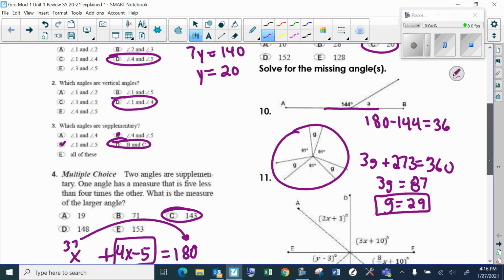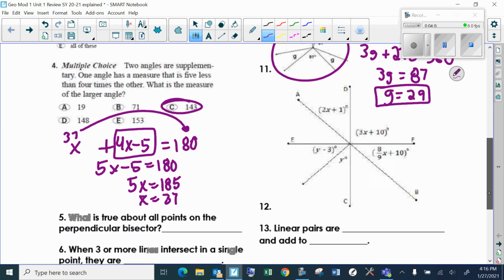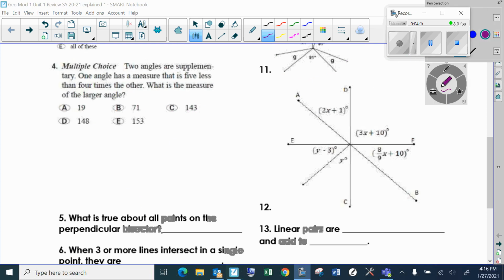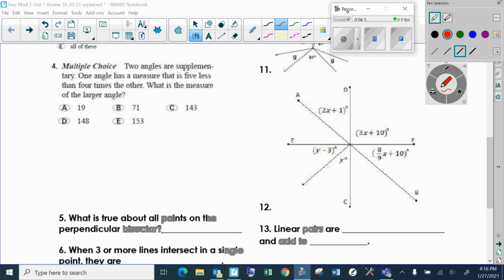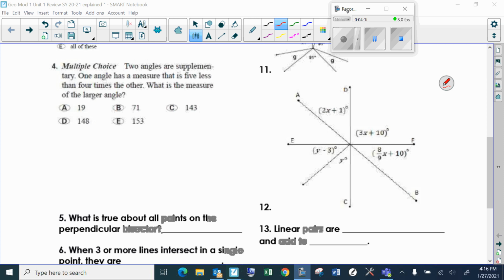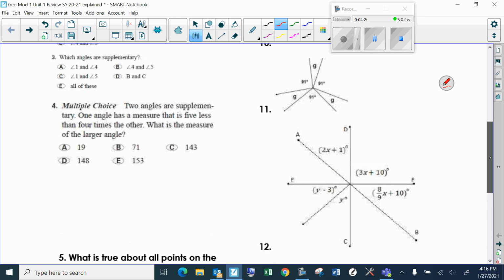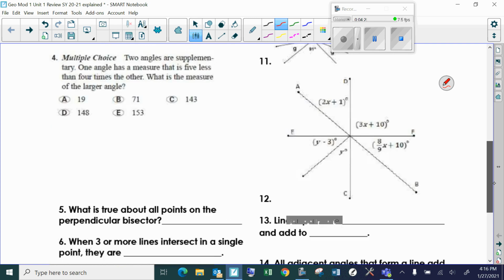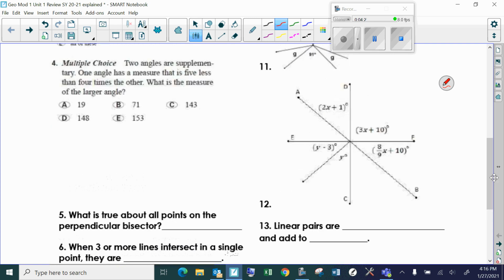Okay, number 11. I'm going to go ahead and erase all this here, and we'll change the color. We'll go to red now. Okay, number 11. We're solving for, I guess that's 12. 11 we just did right there. 10 was that one. Okay. Yep. All right, so it's 12. Solving for x and y.